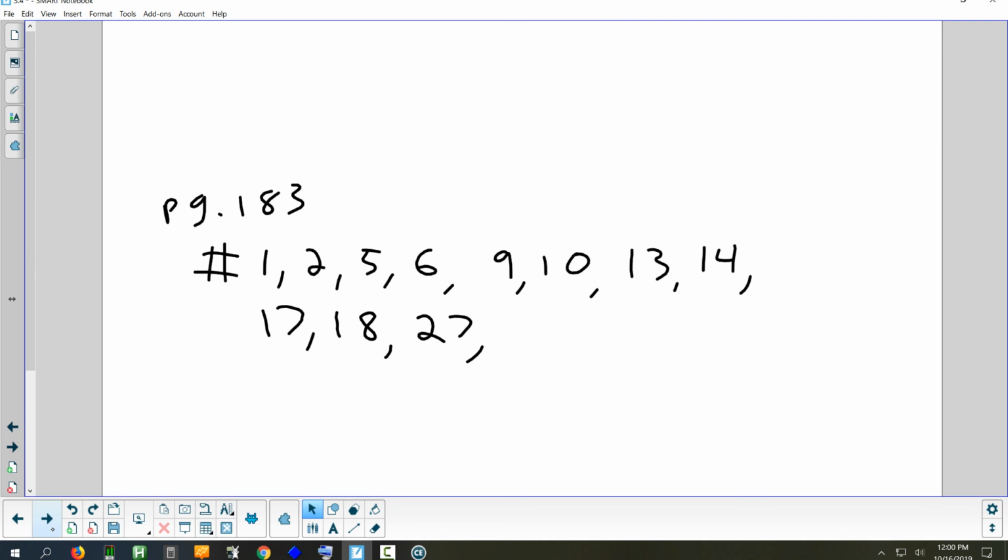So homework for tonight, it's on 183, and it's 1, 2, 5, 6, 9, 10, 13, 14, and 17, 18, 27. Okay, so we'll go over that first thing tomorrow, and then tomorrow we will finish up with section 3.5, which now takes this one step further and says, well, what if we get imaginary answers? That's okay too. So we'll look at what happens when we have imaginaries.